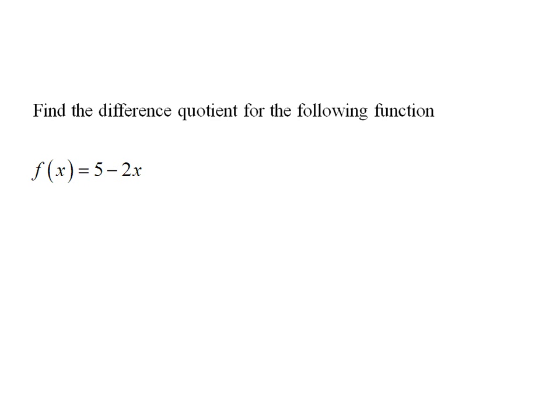Okay, so let's do this one. Find the difference quotient for the following function. f of x equals 5 minus 2x. Now you should know the formula by now, but if you don't, I'm going to write it again. So again, we need to know two things. We need to figure out what f of x plus h is, and we need f of x.